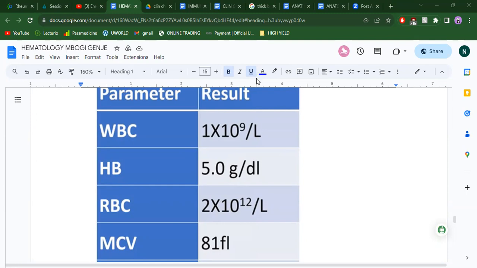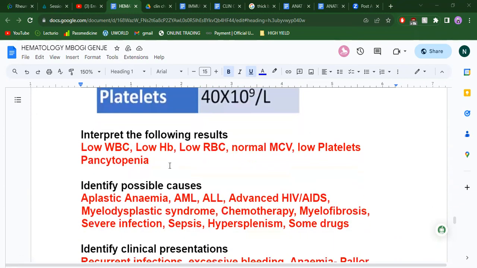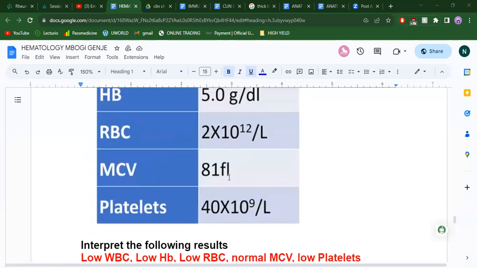Remember, don't say bone marrow failure. Yes, I'm happy no one has said bone marrow failure. So we have aplastic anemia, AML, ALL, advanced HIV and AIDS, myelodysplastic syndrome, chemotherapy, myelofibrosis, severe infections, sepsis, hypersplenism, some drugs. They're quite a lot. Okay.